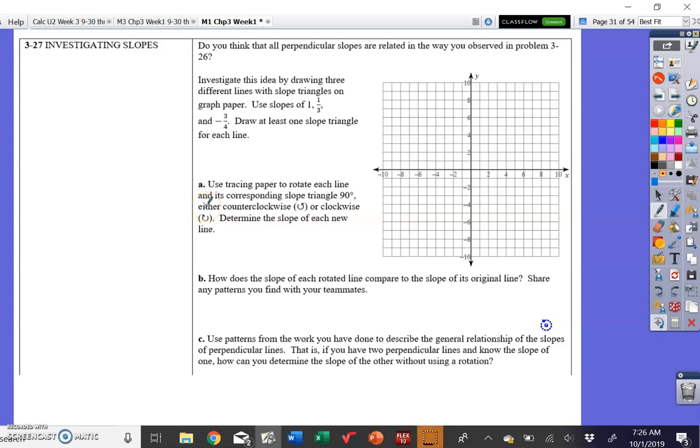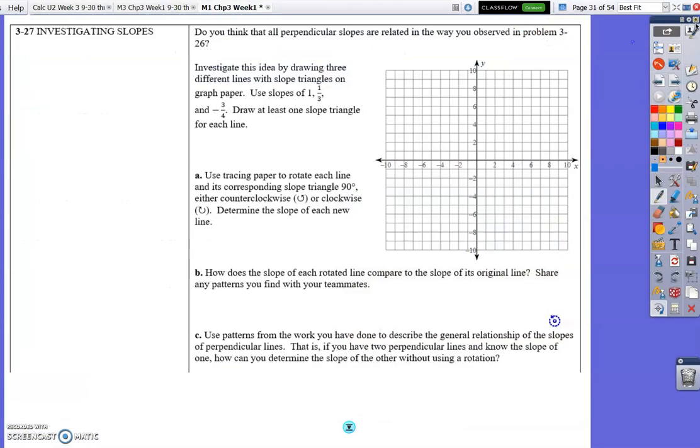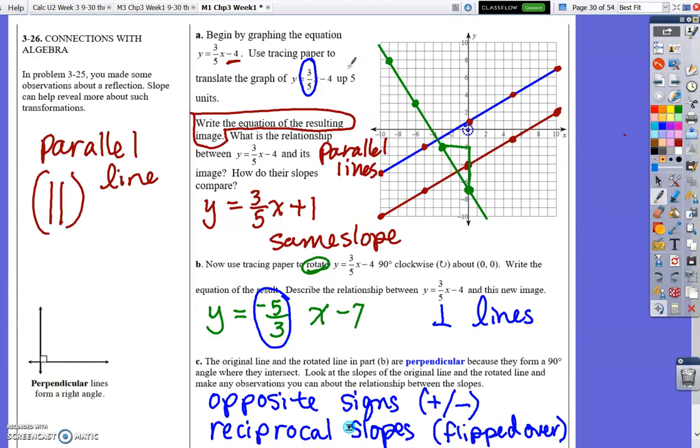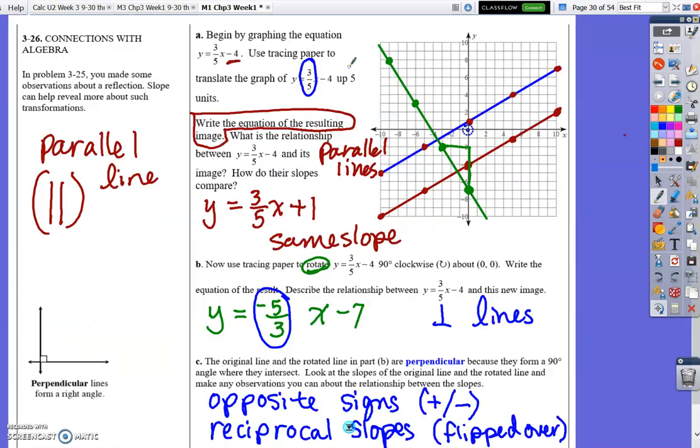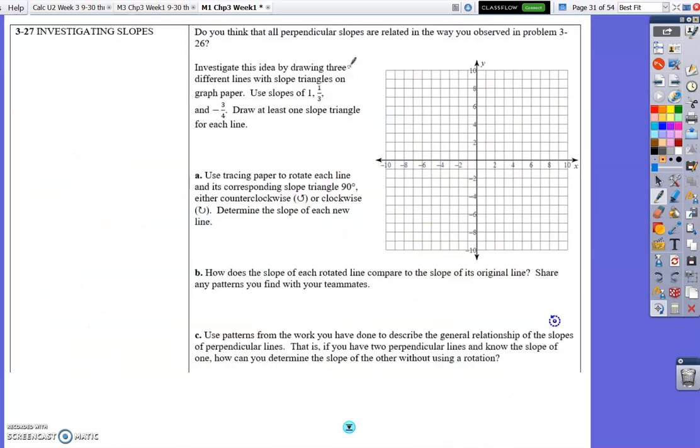Okay, so we just finished discovering the relationship when we rotated a line 90 degrees, that we had that relationship of opposite reciprocal slopes, which we saw here, and then here, that we also had opposite reciprocal slopes with our line of reflection and our connecting lines. So we're going to play some games and see if all perpendicular slopes are related the same way.